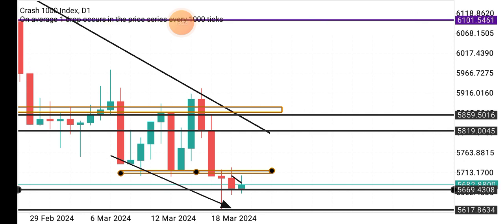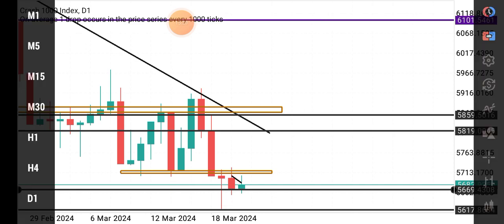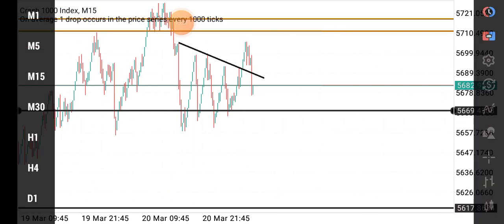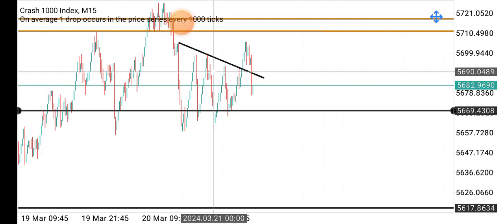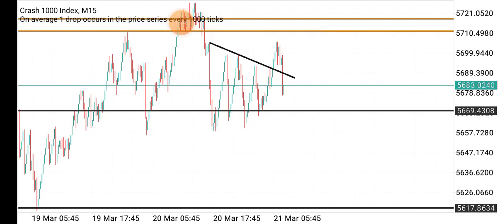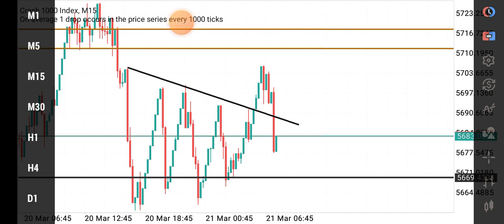One moment. I want to remove this arrowed line. Okay, 15 minutes time frame. Where did today's candlestick start? Okay, it started here. You see it went up. Gosh, guys, this is massive. It's going to sell well. See what happened here, guys. Let me show you where today's candlestick started.